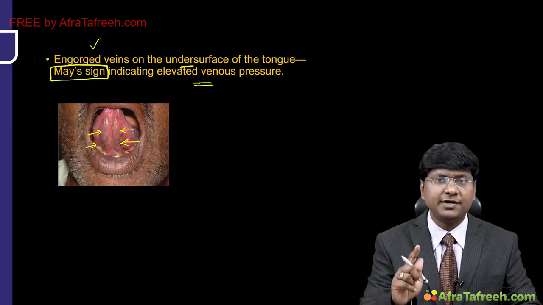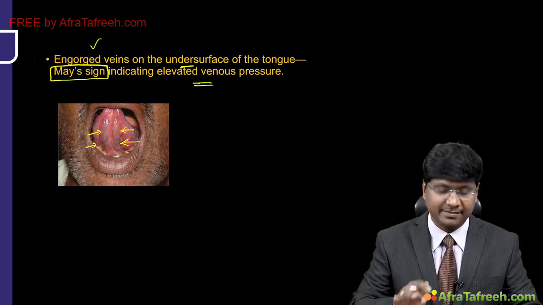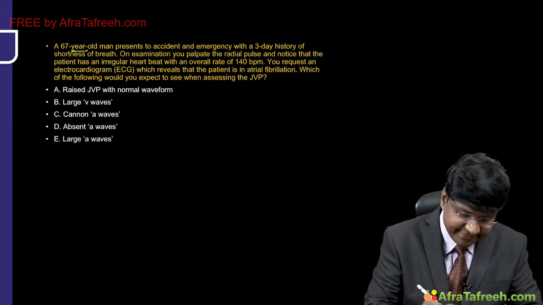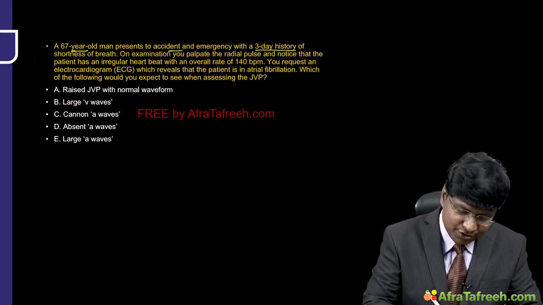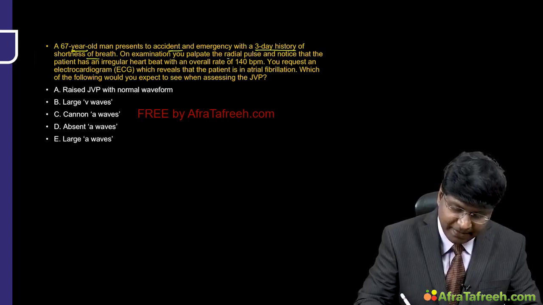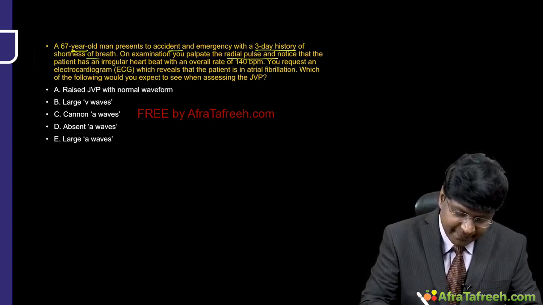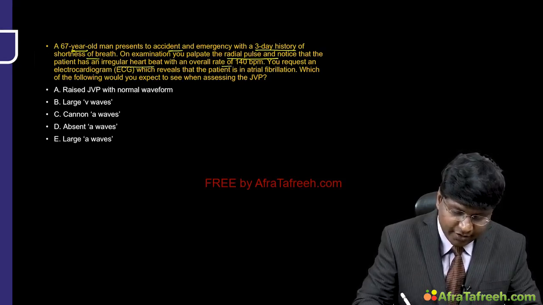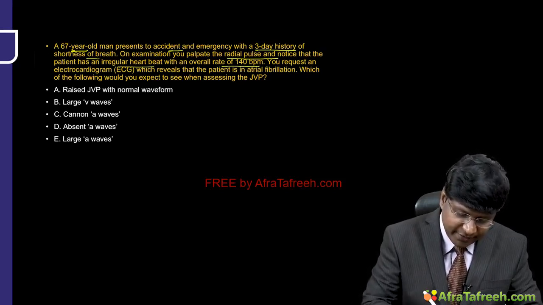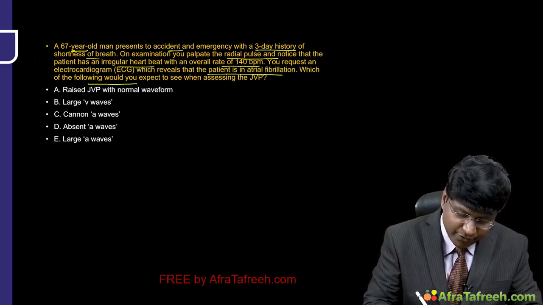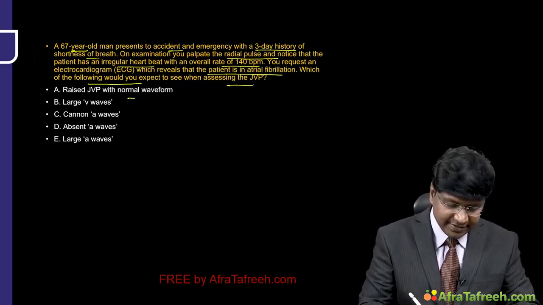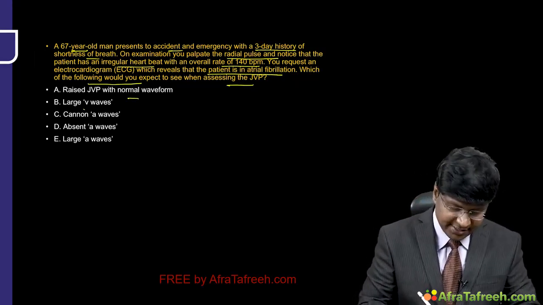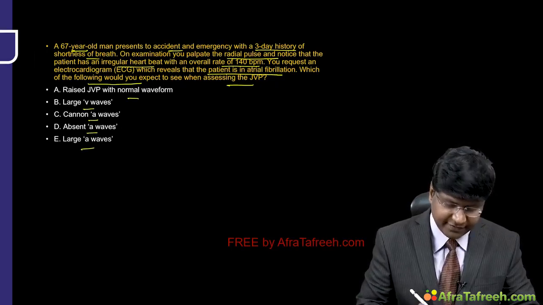Now, one important clinical scenario I will just show and then we will wind up this session. A 67-year-old man presents to the accident and emergency with a 3-day history of shortness of breath. On examination, you palpate the radial pulse and notice that the patient has an irregular heartbeat with an overall rate of 140 beats per minute. You request an ECG which reveals the patient is in atrial fibrillation. Which of the following would you expect to see when assessing the JVP? Raised JVP with normal variation, large V wave, cannon A wave, absent A wave, or large A wave.